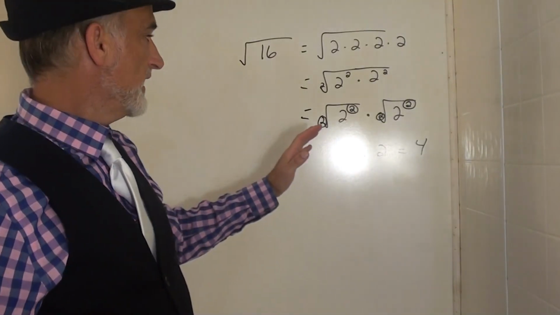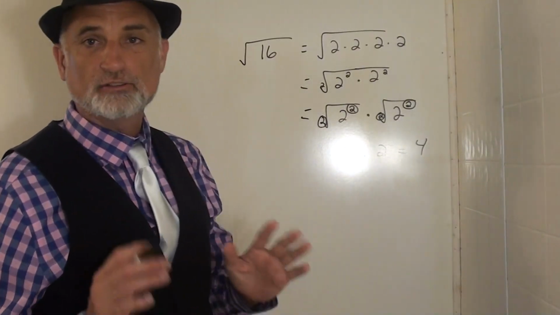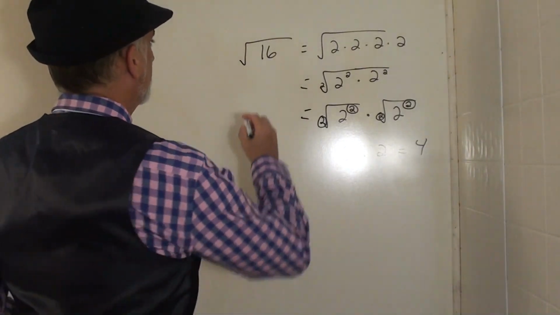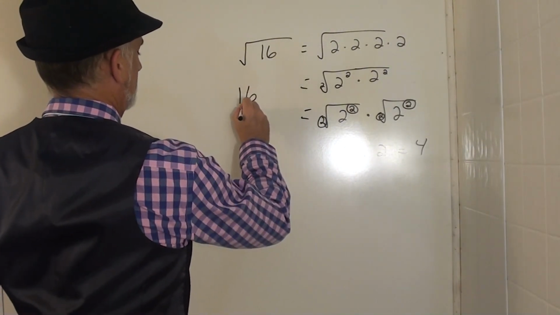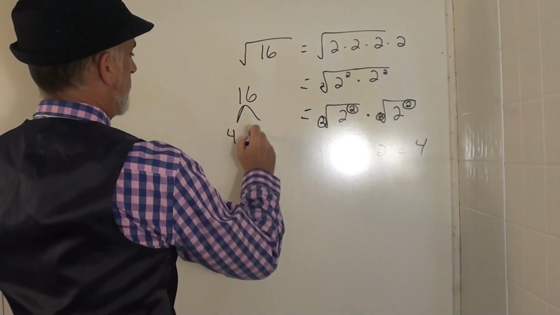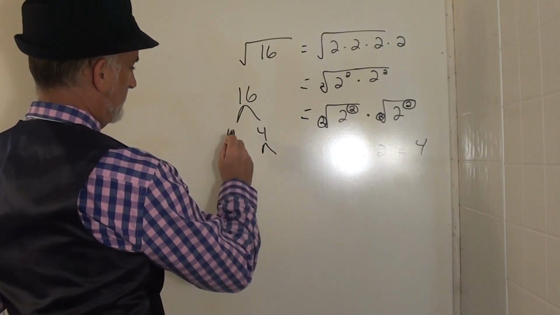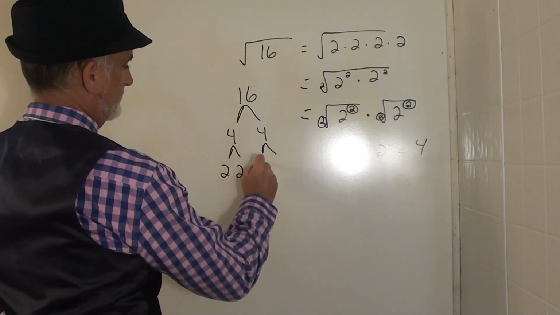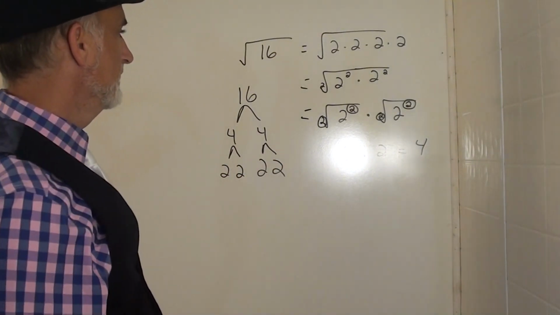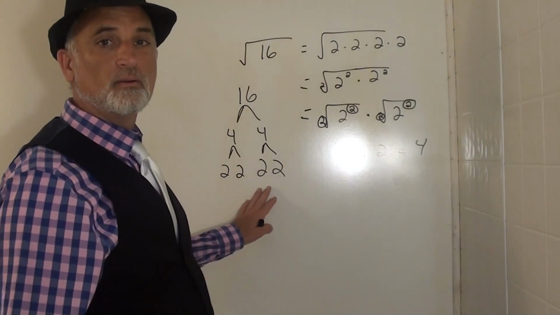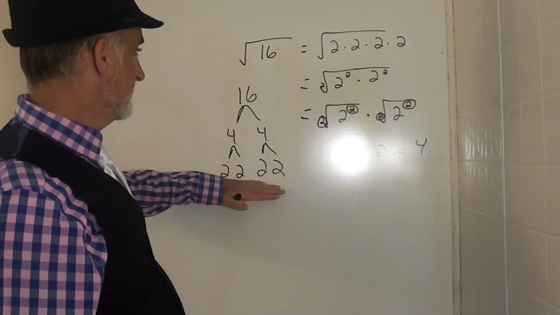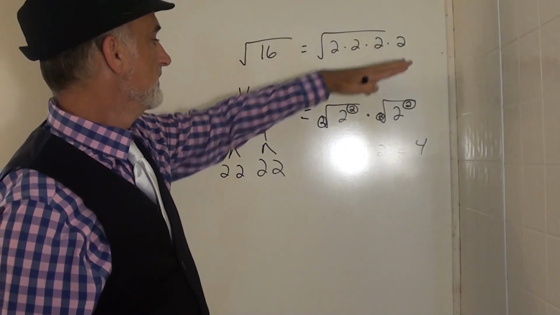Now there's one thing I forgot to do in here. Let's do a factor tree right quick. Okay, let's take 16. We know that's 4 times 4. And we know 4 is 2 times 2. Okay? So I wanted to make that connection.